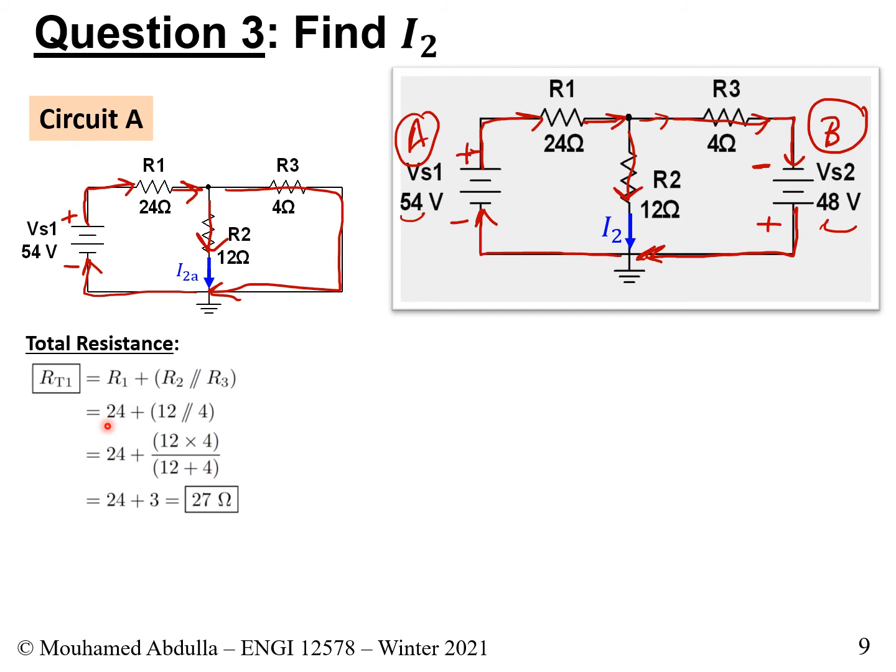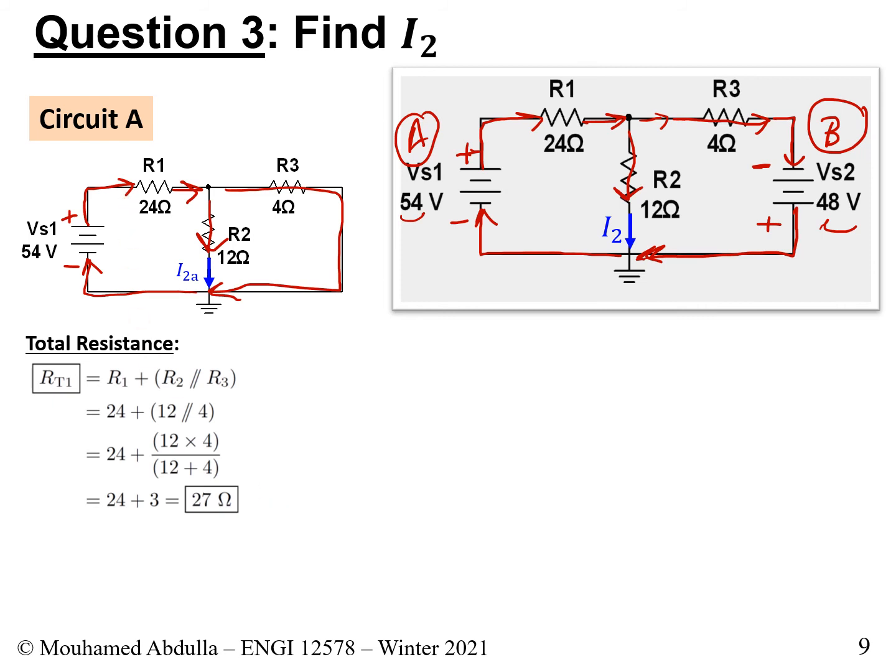So let's just plug in some values. So this is 24, this is 12, and this is 4. So 12 and 4 is 12 times 4 over 12 plus 4, plus 24. And this part here reduces to 3. This is 24. And in total, we get 27 ohms for our total for this circuit.